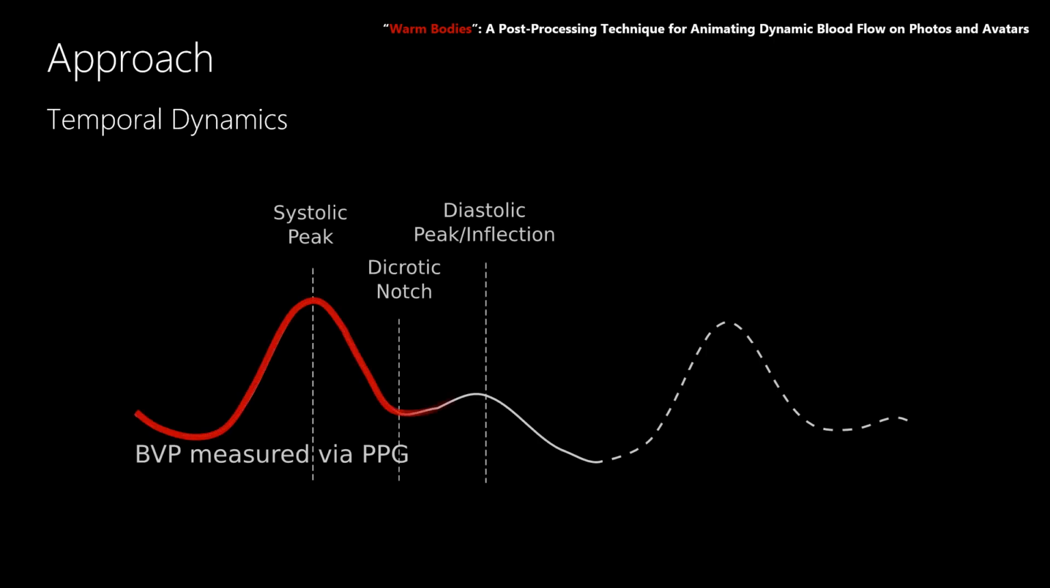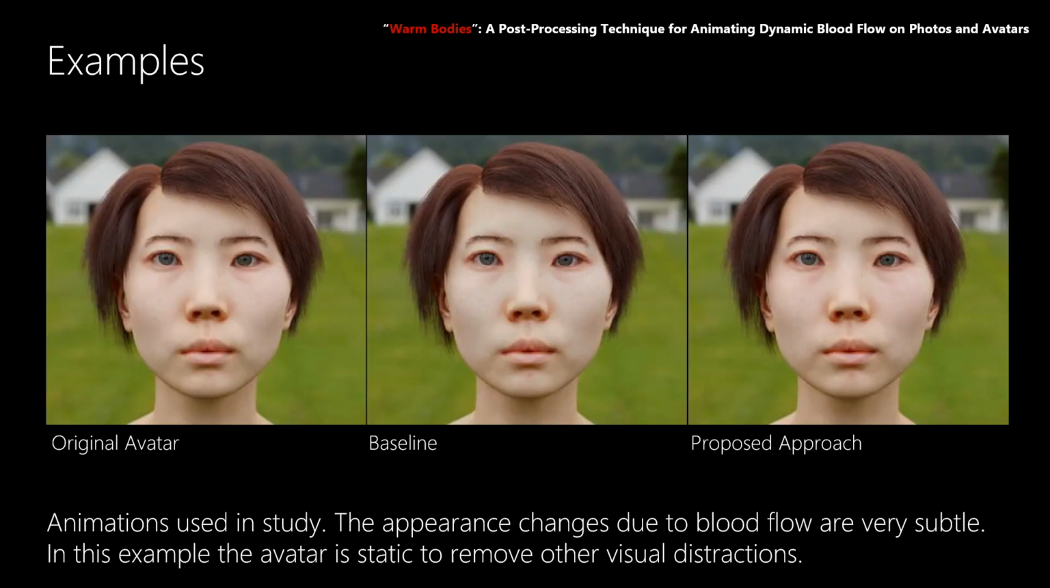The blood volume pulse has a characteristic temporal profile with systolic and diastolic peaks. We use real PPG recordings to animate these dynamics. Here are side-by-side examples of the original avatar animations using the baseline and our physiologically based model. The changes are very subtle, and we've removed other visual distractions such as head motions.